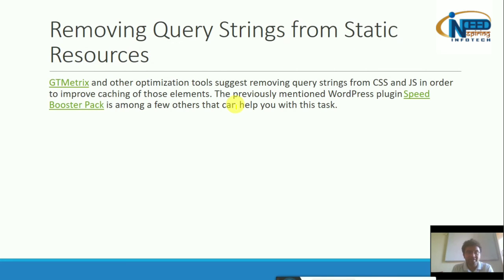Next is removing query strings from static resources. Here you have a plugin. GTmetrix is an optimization tool which helps with this. What it does is remove query strings from CSS and JS, that is cascading style sheets and JavaScript, in order to improve the caching of those elements. The Speed Booster plugin will also help you do this task.